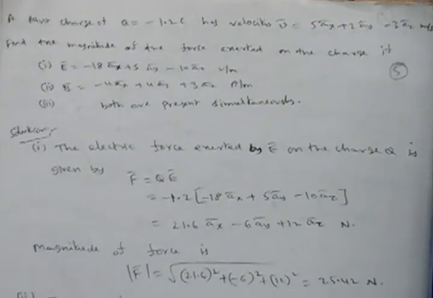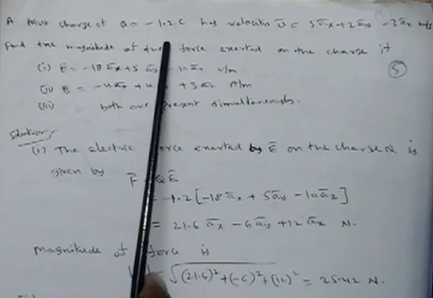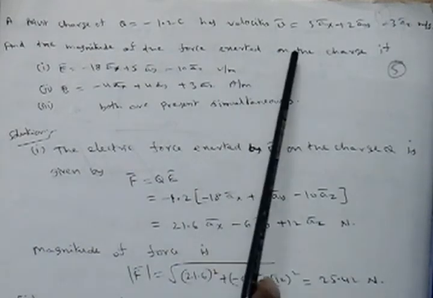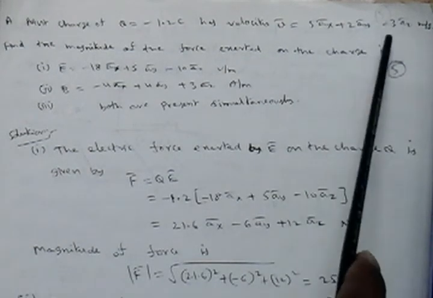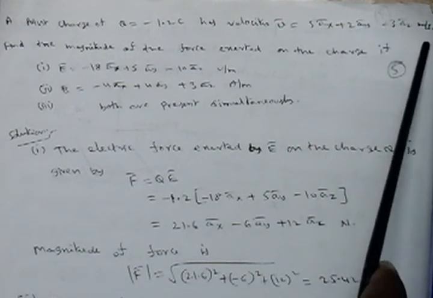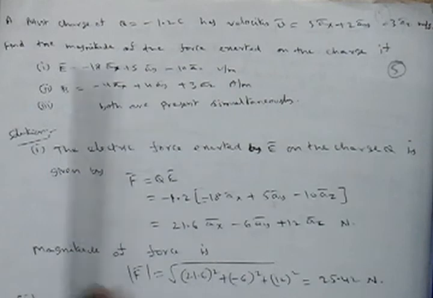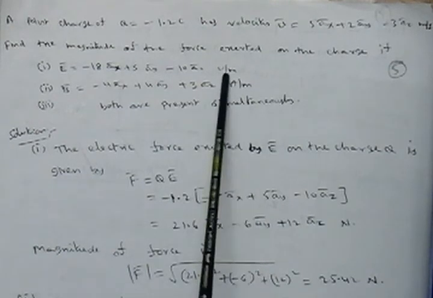Next, we are going to see a problem based on this force equation. A point charge of q equal to minus 1.2 coulombs is moving with velocity v equal to 5ax plus 2ay minus 3az meters per second. Find the magnitude of the force exerted on the charge if only the electric field is present, if only the magnetic field is present, and if both are present. That means three cases are applicable for this problem.